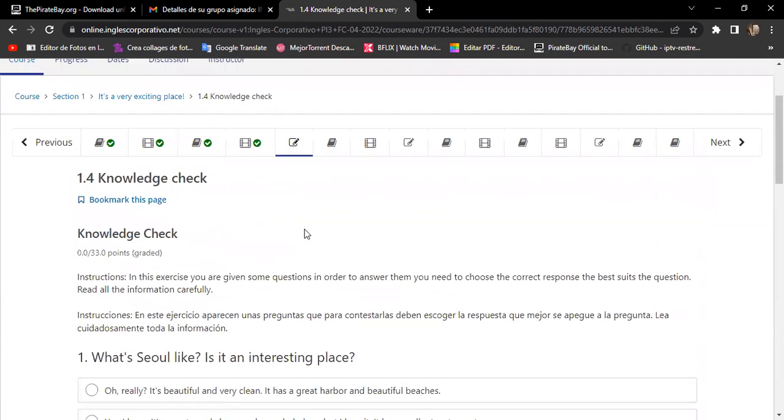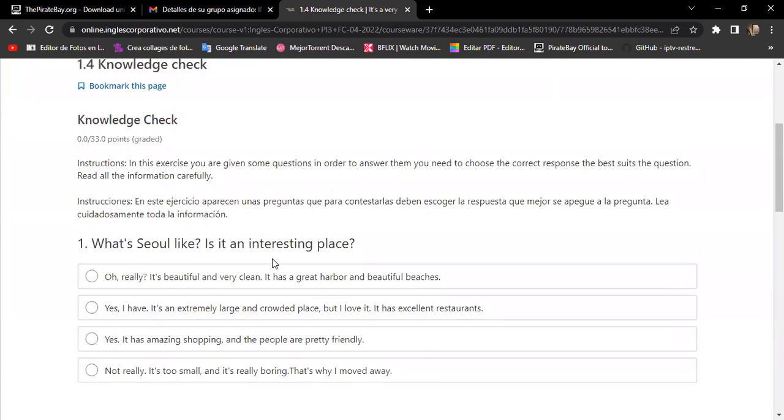Okay, let's see this. Knowledge check. Instructions. In this exercise, you are given some questions. In order to answer them, you need to choose the correct response. So, what is Seoul like? Is it an interesting place?